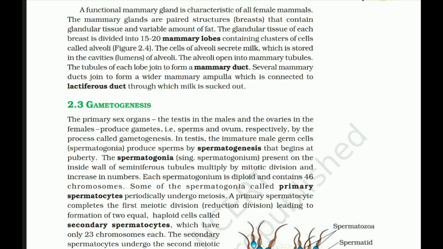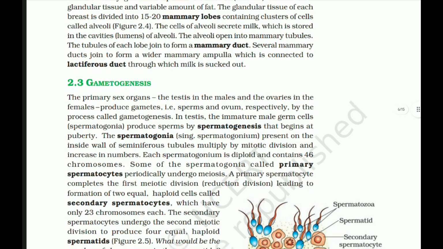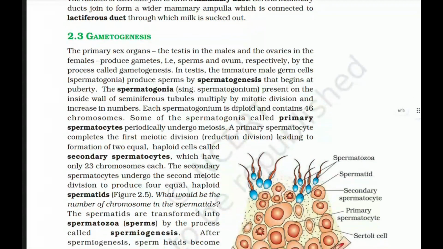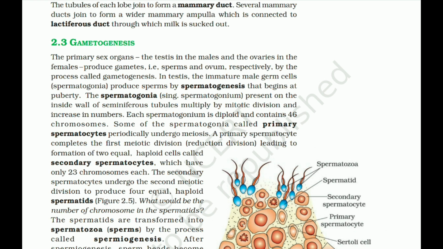The spermatogonia, present on the inside wall of the seminiferous tubules, multiply by mitotic division and increase in number. Each spermatogonium is diploid and contains 46 chromosomes. Some of the spermatogonia, called primary spermatocytes, periodically undergo meiosis. A primary spermatocyte completes the first meiotic division, the reduction division, leading to formation of two equal haploid cells called secondary spermatocytes, which have only 23 chromosomes each. The secondary spermatocytes undergo the second meiotic division to produce four equal haploid spermatids.